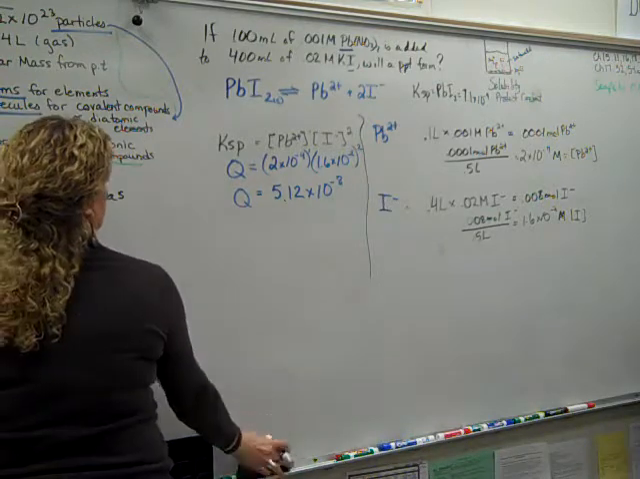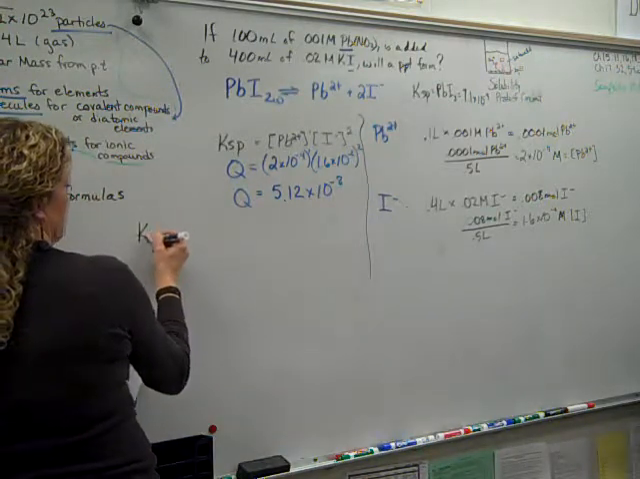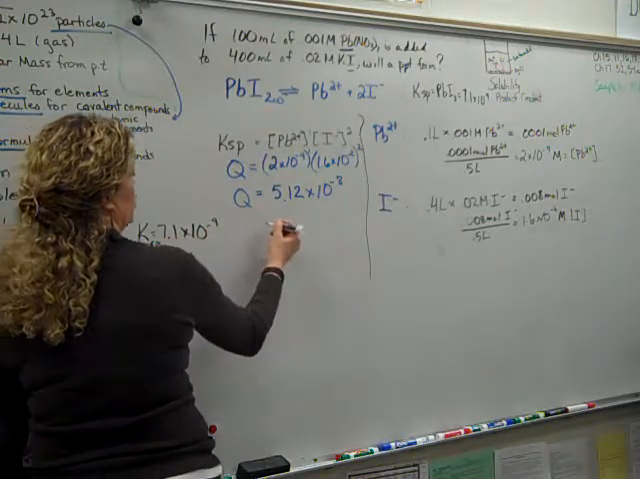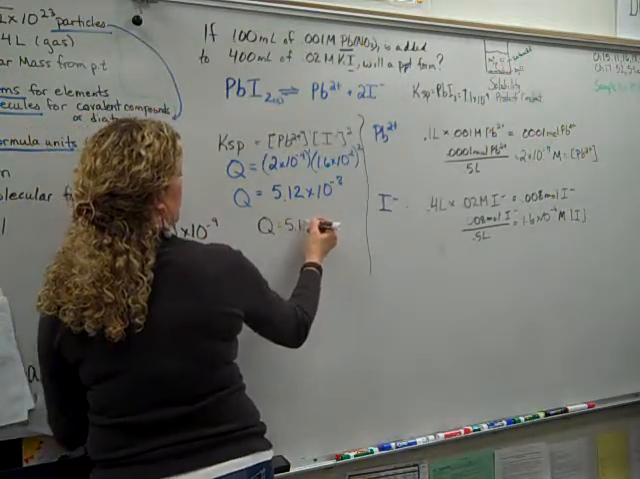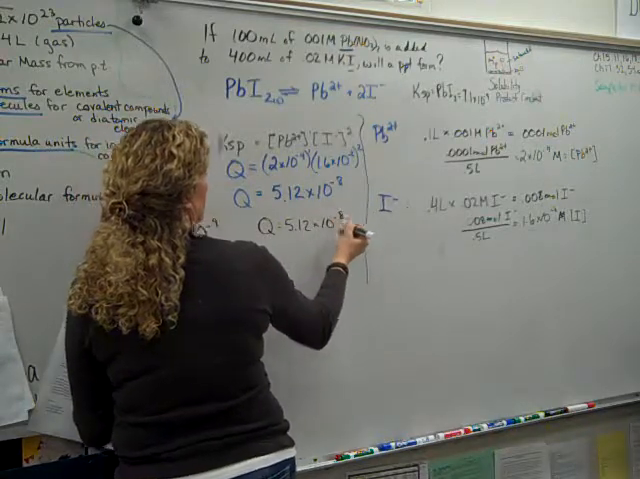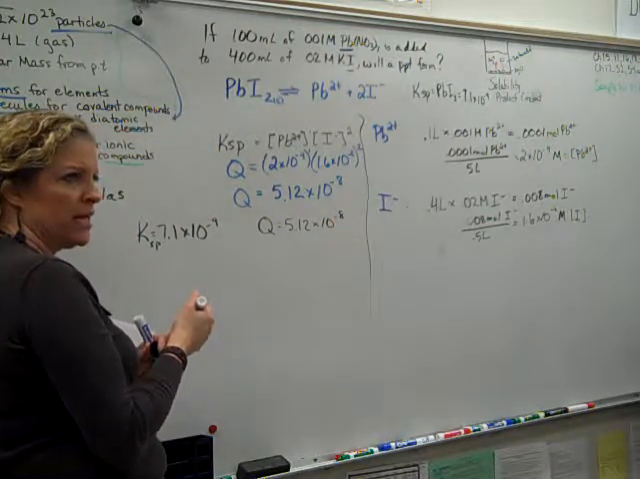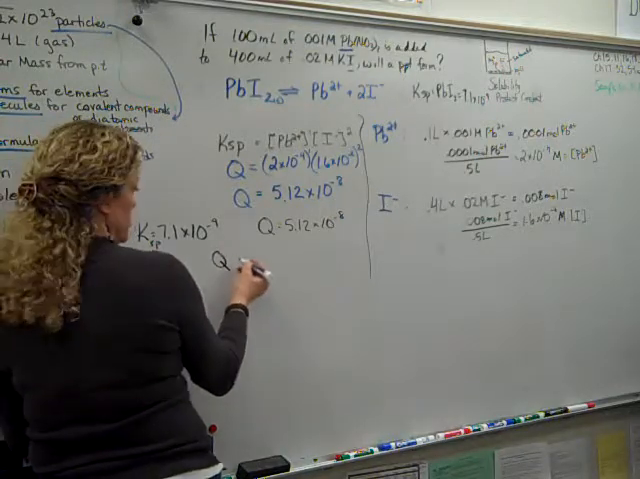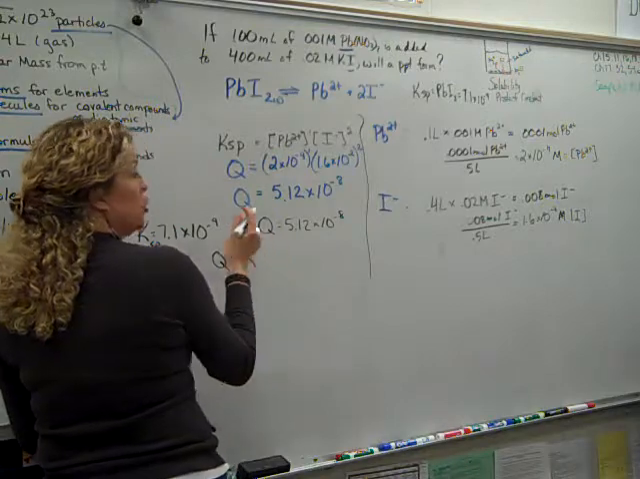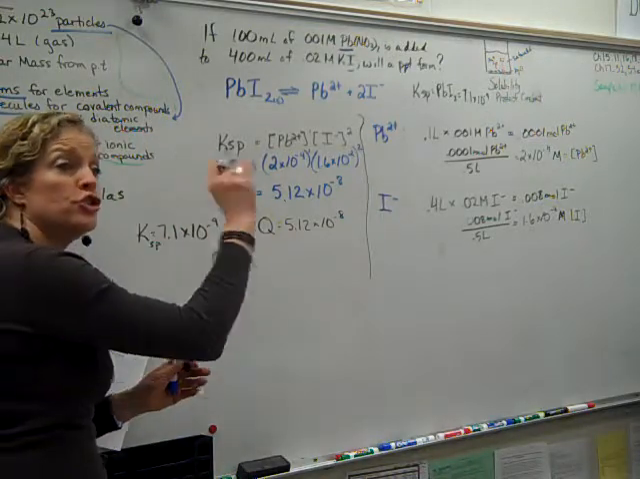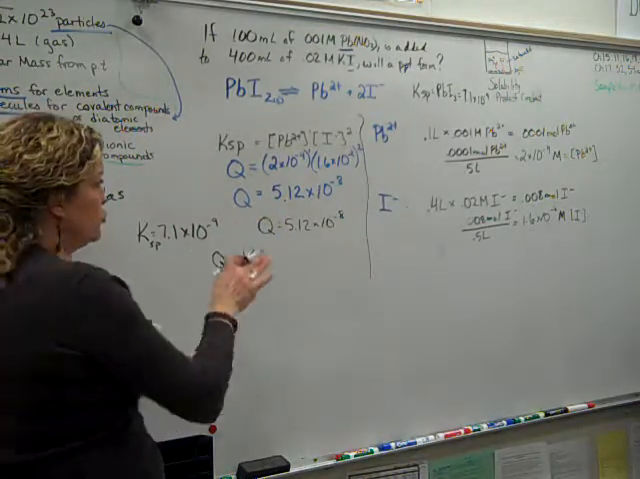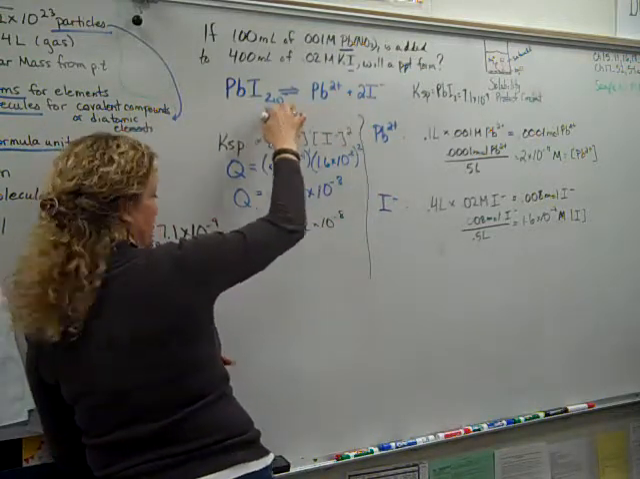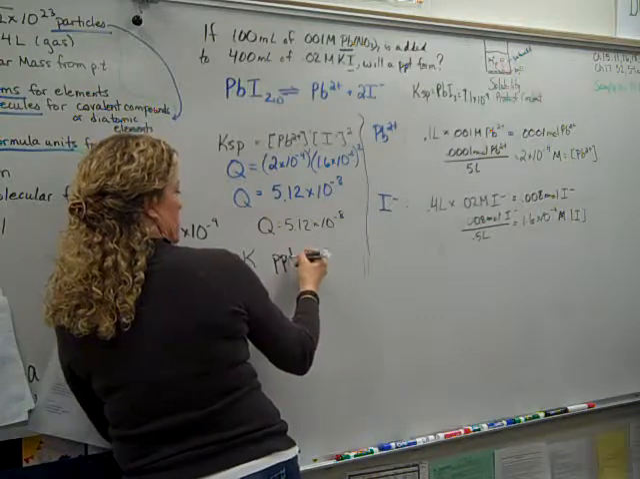Let's erase this. Okay, so if K is 7.1 times 10 to the negative 9, and our Q is 5.12 times 10 to the negative 8, how does our Q compare to the K? Q is bigger. Right. So if Q is bigger, then you've gone too far, haven't you? We have too many ions, so it has to back up. When it backs up, what happens? A precipitate occurs.